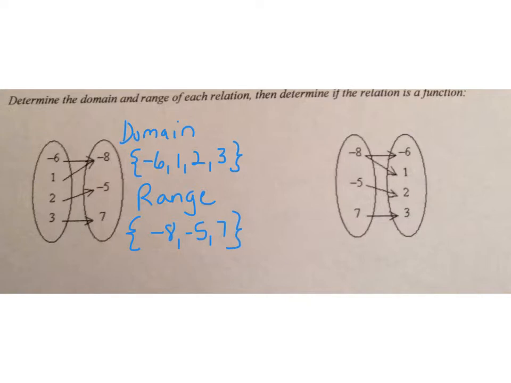Remember that if this relation is a function, each element in the first circle will only have one arrow extending from it. So as I look at -6, 1, 2, and 3, that is true. -6 only has one arrow, 1 only has one arrow, 2 only has one arrow, and 3 only has one arrow. So that means that there is no element in the domain that can be mapped to two different elements in the range. So we have a function. So yes, this is a function. So I'm going to just write yes, it is a function.